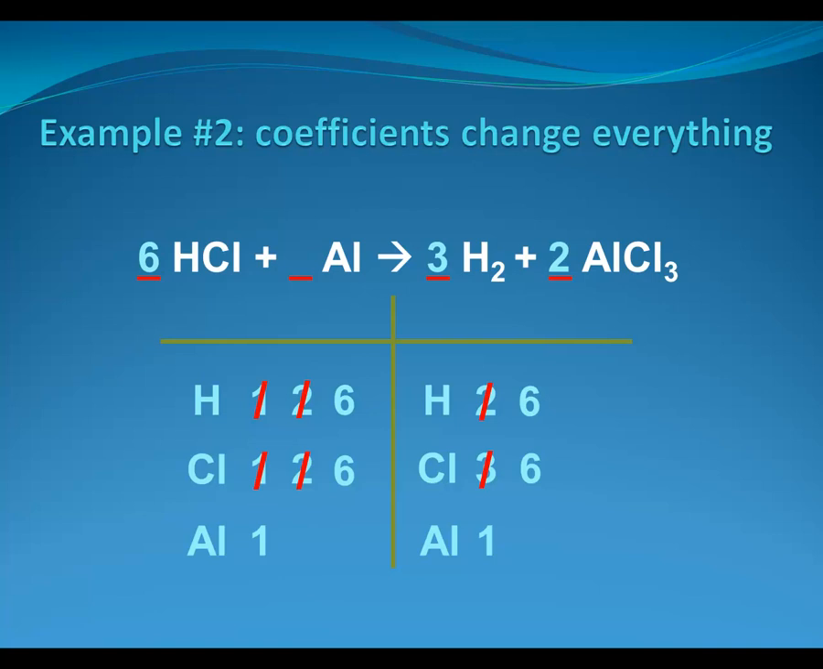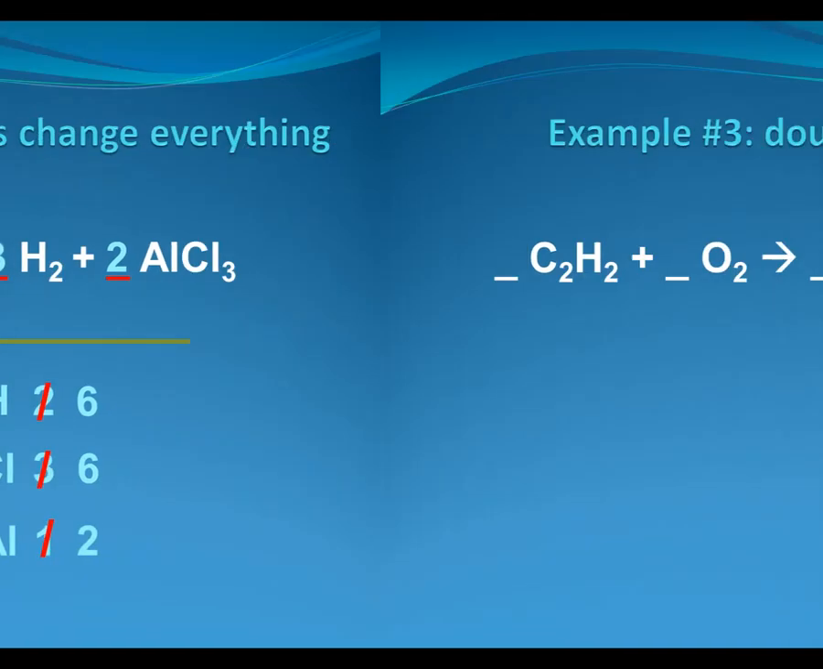Only the aluminums are left. But since we put a 2 in front of AlCl3, we now have 2 aluminums on the right and 1 on the left. They're not quite balanced, but that's easy enough. We'll put a 2 in front of Al and we'll balance the chemical reaction. Now let's try a third example.